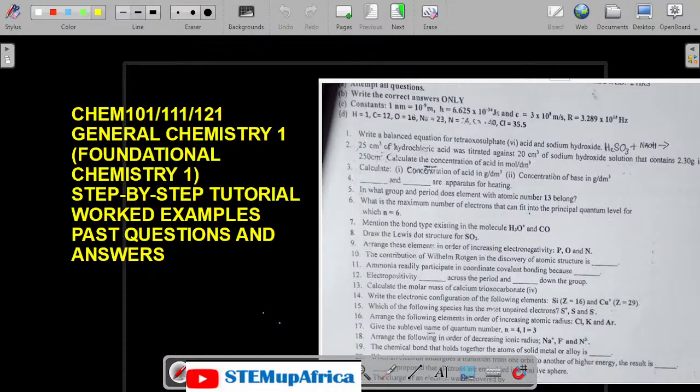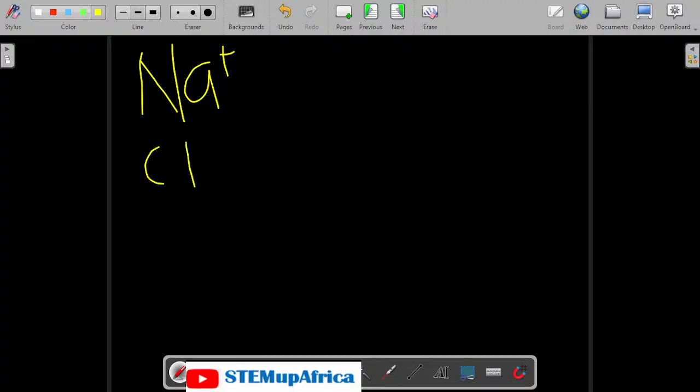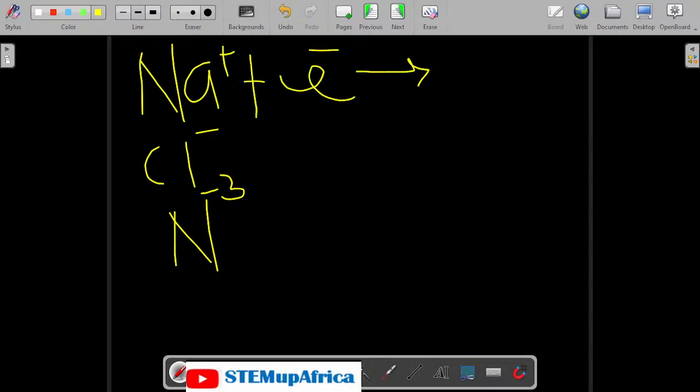Then question 18. Arrange the following in order of decreasing ionic radius. Note the difference between atomic radius and ionic radius. This time we are dealing with ionic radius. We have sodium, which is positive, chlorine, negative, and nitrogen, which is negative. We all know positive ions lose electrons to become neutral.